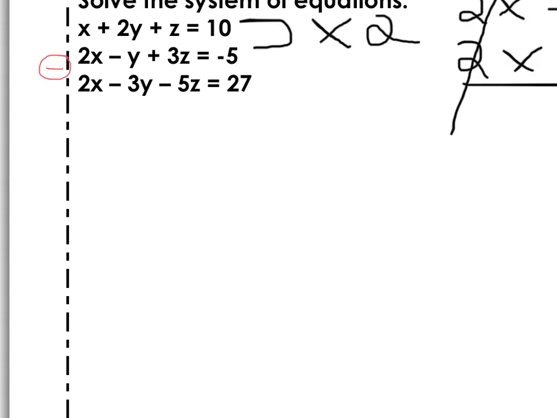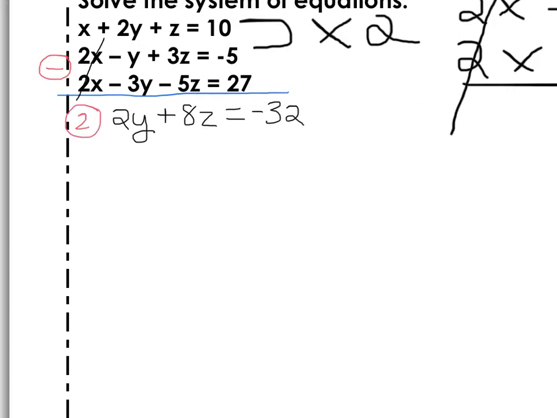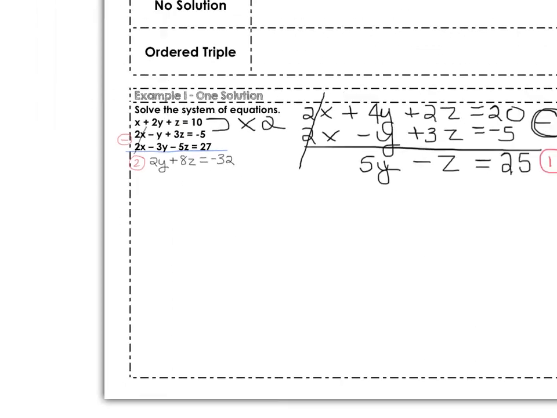Once again, I circle my subtraction just so that I subconsciously remember I'm doing that to everything, okay? So 2x minus 2x goes away. Negative y minus negative 3y. So it's really going to be negative y plus 3y becomes 2y. 3z minus negative 5z, so that's going to become a positive 8z. And then over here, we have negative 5 minus 27 becoming negative 32, okay? So this now created our second 2 by 2 system.